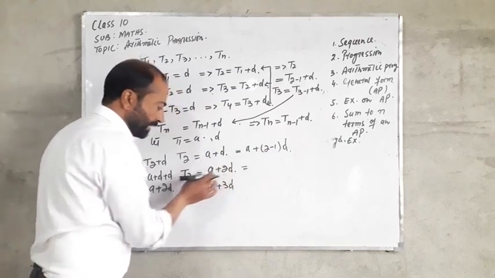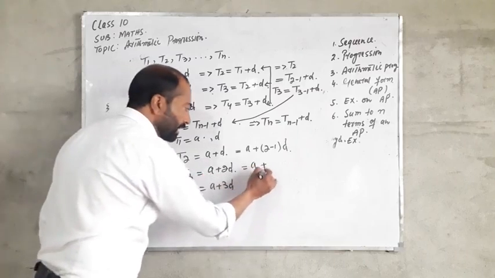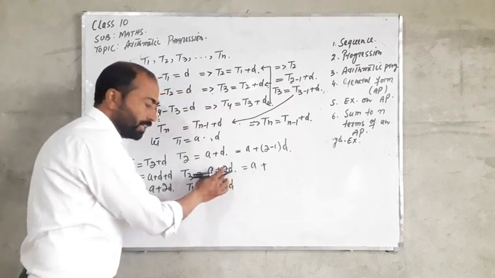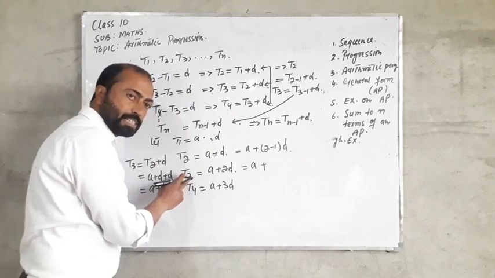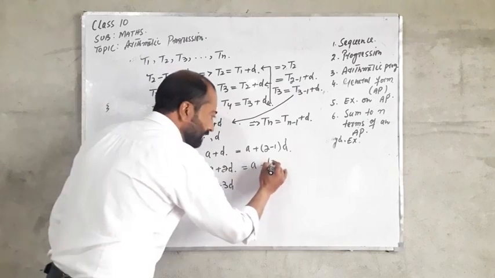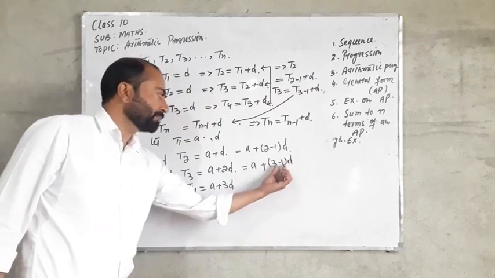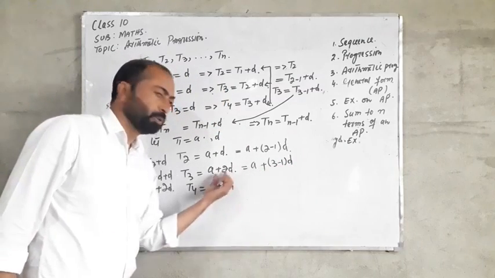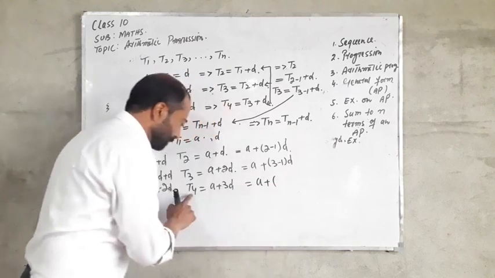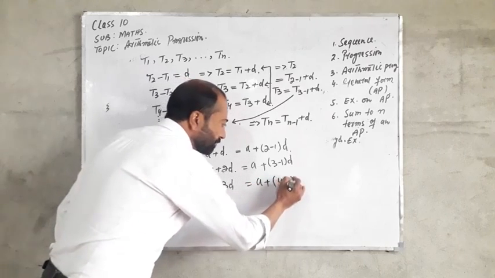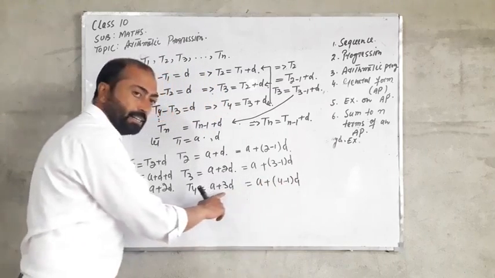Similarly, following this pattern, I have written this A plus, now I have to write this 2D. 2D, I will write it like the subscript of this T minus 1. That is 3 minus 1 into D. Again you are getting 3 minus 1 is 2, A plus 2D. In the same way, this can be written as subscript 4 minus 1 into D. Again you are getting A plus 3D.